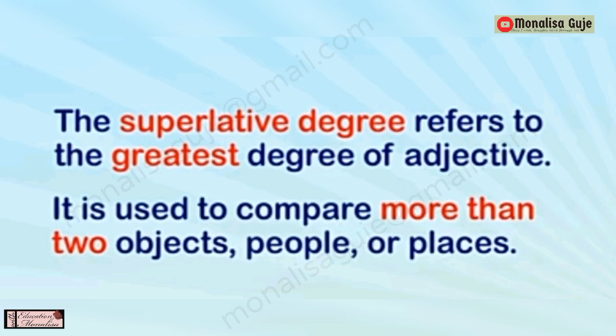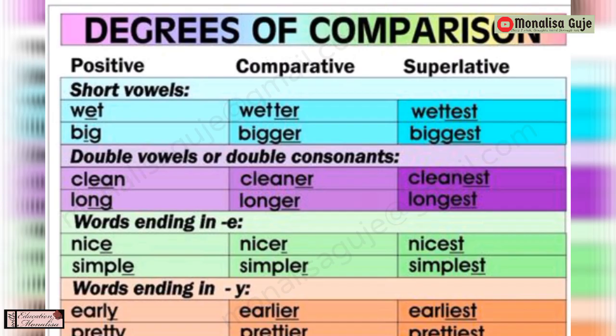So just talking about one, it is positive degree. Talking about two, it is comparative degree. And talking about more than two people or two things or two objects, that time it is called a superlative degree. So as I said, this is very easy to understand. Just keep these three things in mind. And here we go. Let's see some examples.